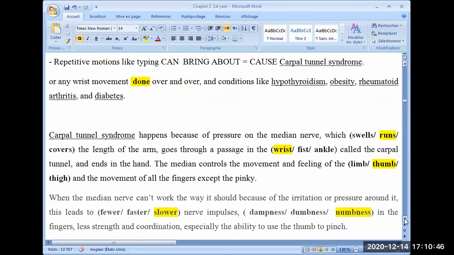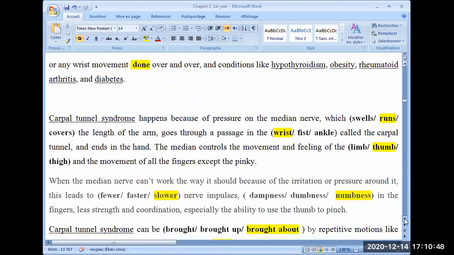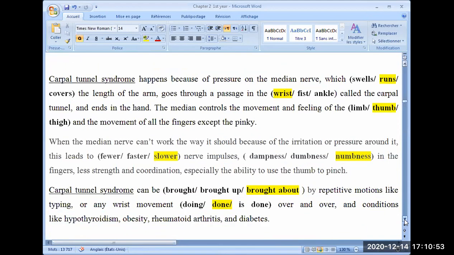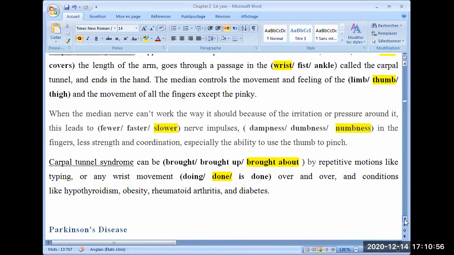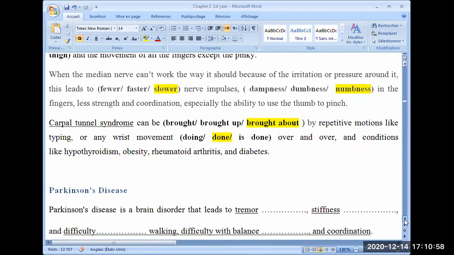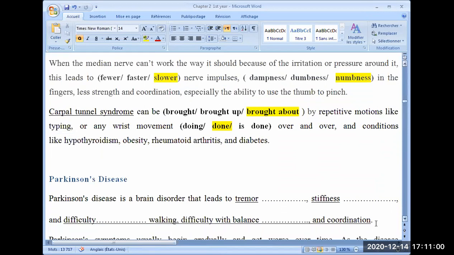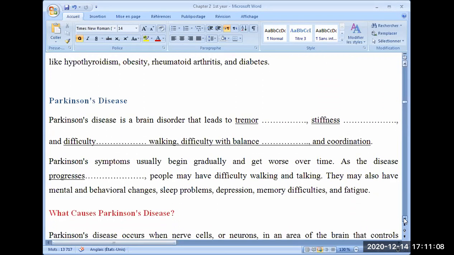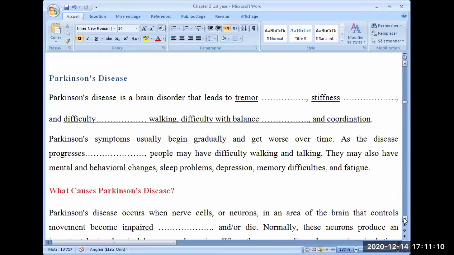Runs the length of the arm, the wrist, thumb and fingers except the pinky, the little finger. Slow nerve impulses, numbness, absence of feelings, then brought about by and done. Now the final disease, which is Parkinson's disease, in brief. Here again, we will provide some words having nearly the same meaning as the underlined ones.